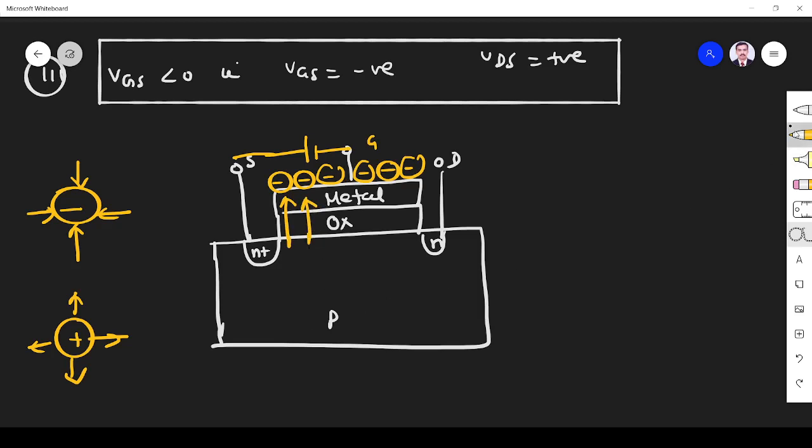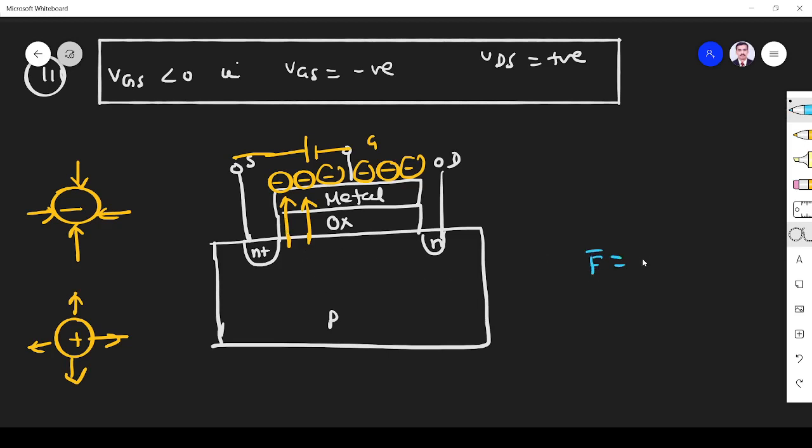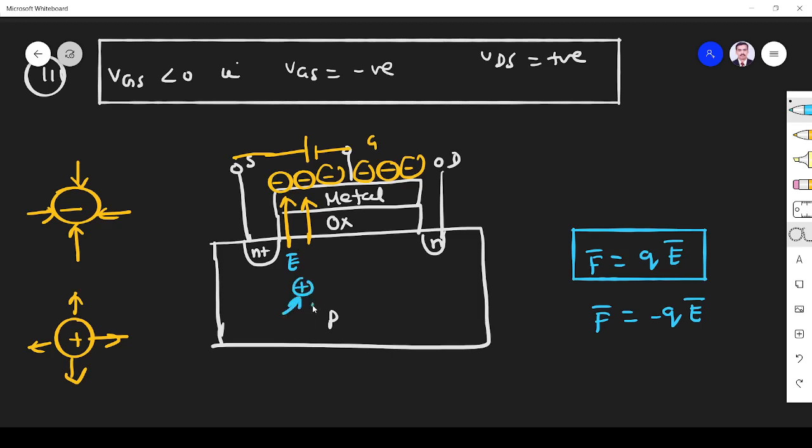Here we have a P-type substrate. What is the relationship between force and electric field? F is equal to Q times E for positive charge, and F is equal to minus Q times E for negative charge. So for positive charge, force and electric field are in the same direction. Whatever the positive charge, the force will act in this direction.